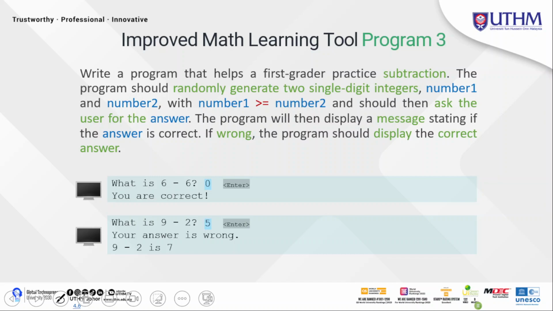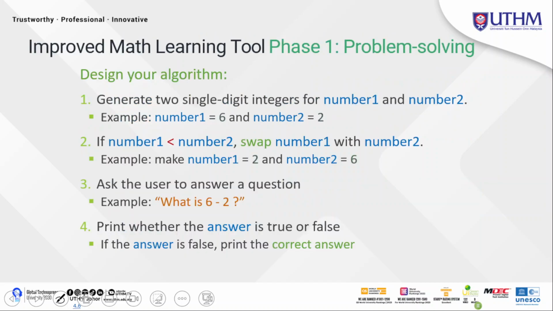Improved math learning tool program. Write a program that helps a first grader practice subtraction. The program should randomly generate two single digit numbers, number one and number two, where number one is greater than or equal to number two, and then ask the user for the answer. The program will then display a message stating that the answer is correct. If wrong, it displays a different message. So there must be two output statements: one if the answer is correct, one if the answer is wrong. So design your algorithm.